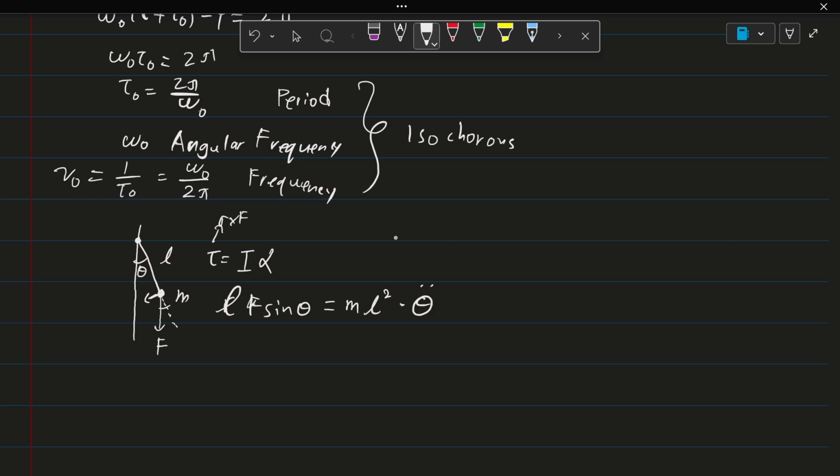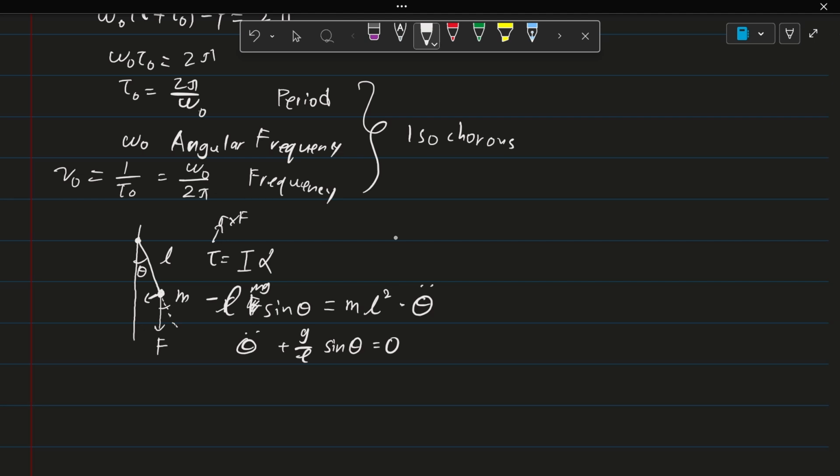Oh, sorry. The force here is going to be mg. So let's simplify this. Sorry, this should be negative lmg because it's going in the opposite direction of the theta. That's something to note. So we could simplify everything to get theta double dot plus g over L sine theta equaling 0. And this doesn't seem to be a harmonic motion.